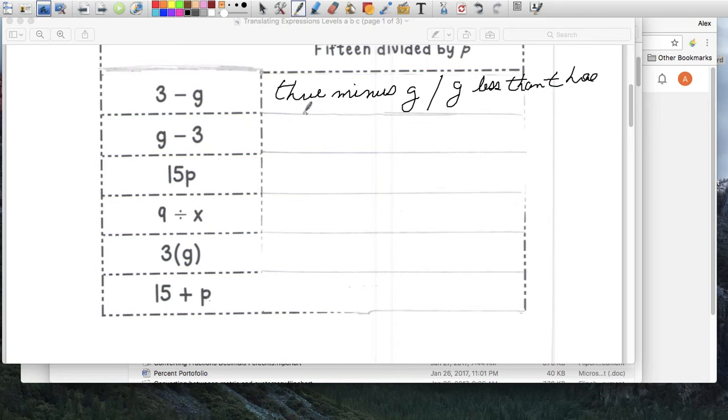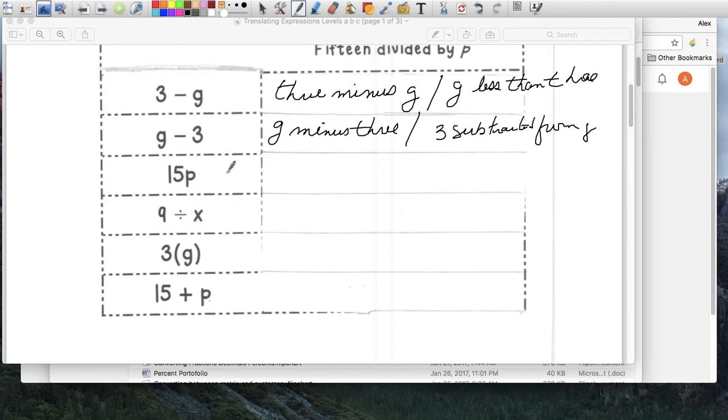So here the same thing, G minus 3, or again, if you want to use the less than or subtracted from, so you can write 3 subtracted from G, and that's a turnaround. Okay, so that's going to be switched over.